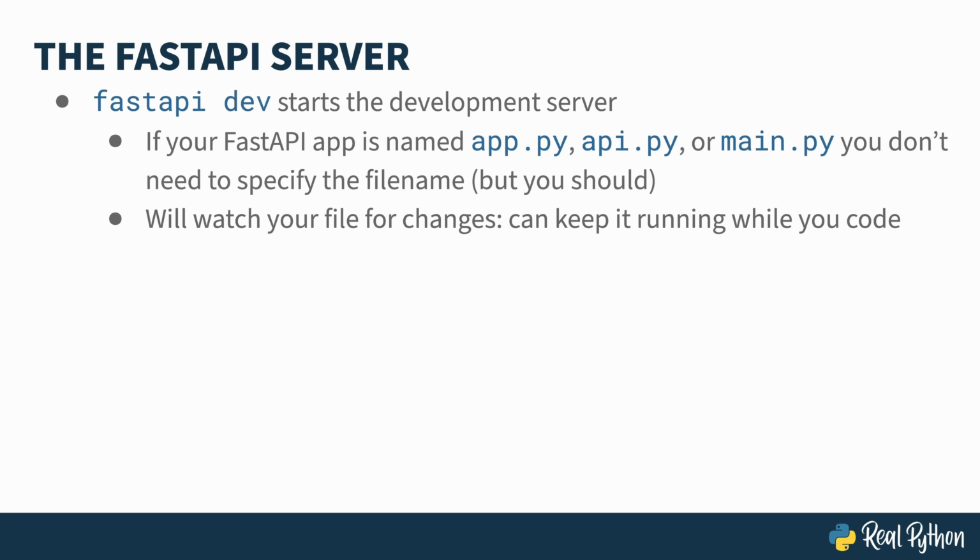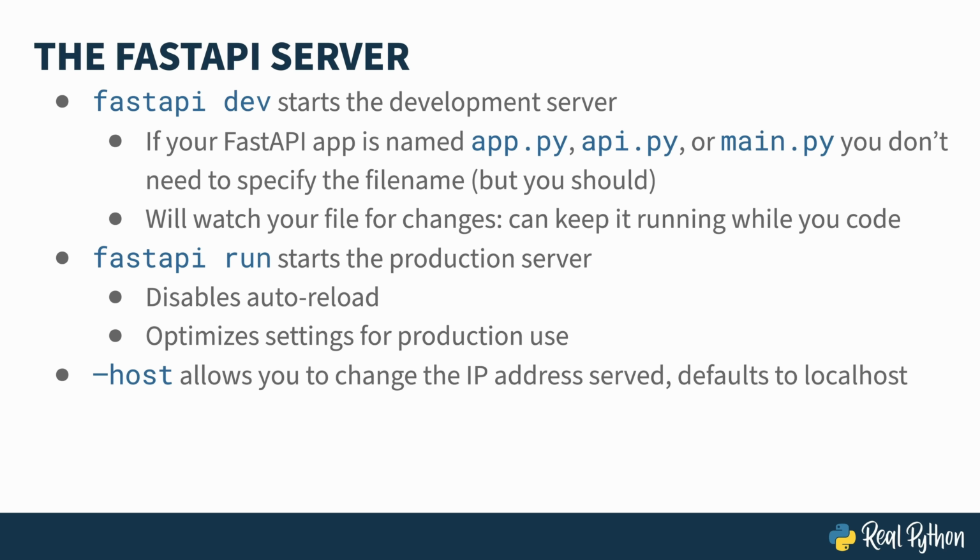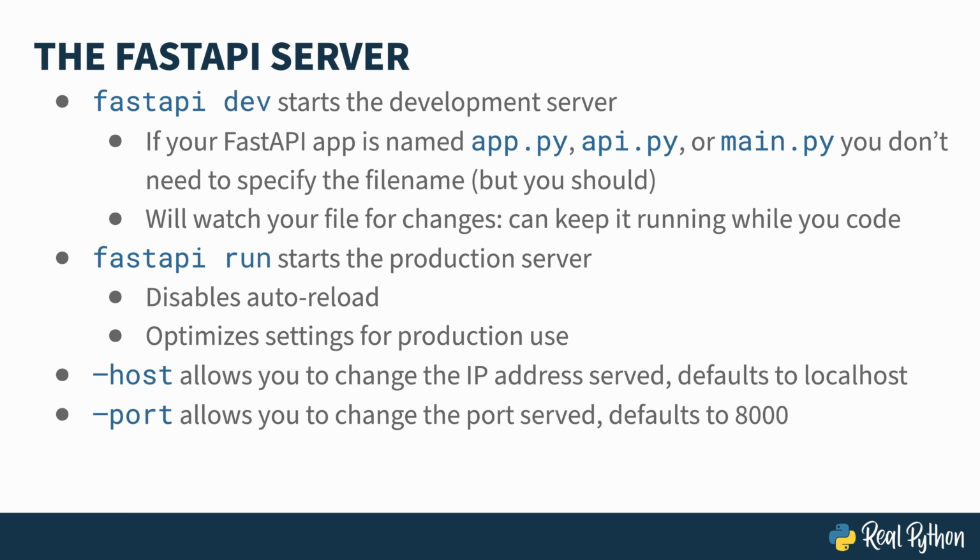This is a development server only though. You shouldn't use it in production. Instead, for that, you use the run command. In production mode, the reloader is disabled, and certain settings are turned on by default to optimize for production use. If you want to mount your server against something other than localhost, the default, you can use the --host argument to FastAPI to specify the IP address. And likewise, the --port argument allows you to choose something other than the default port 80.